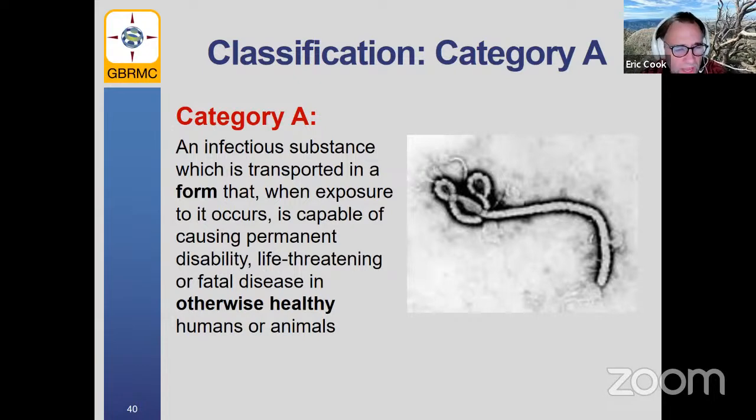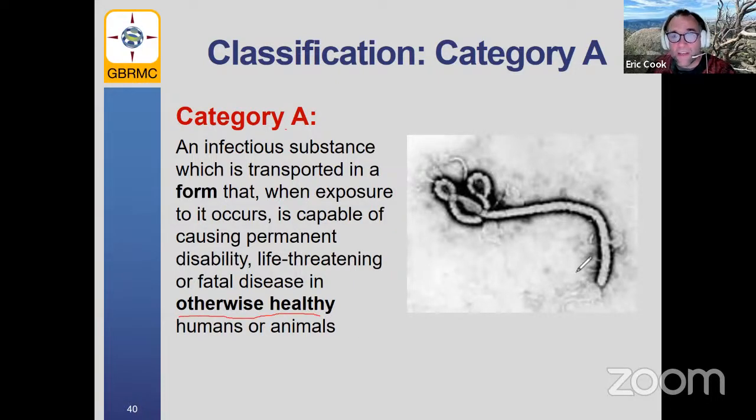So a category A infectious substance is a substance which is transported in a form that, when exposure to it occurs, is capable of causing permanent disability, life-threatening, or fatal disease. So the key here is fatal disease. So a category A is a pathogen that is capable of killing otherwise healthy humans or animals.